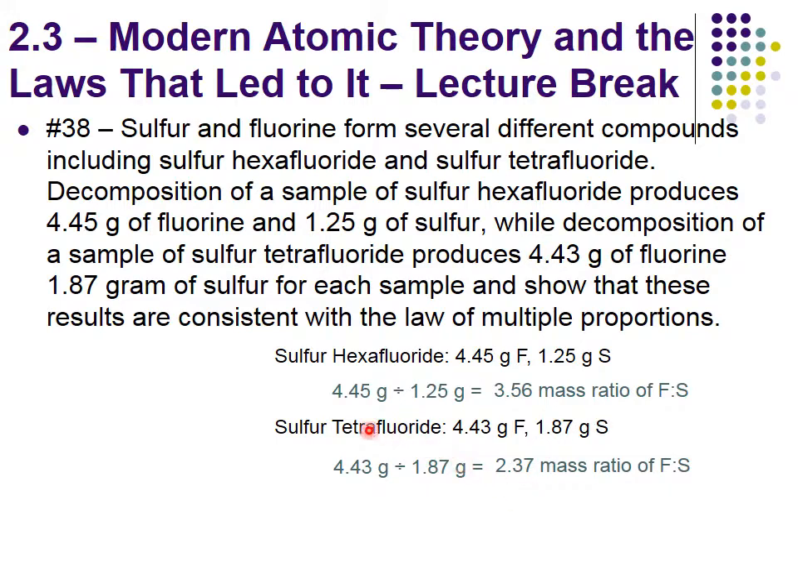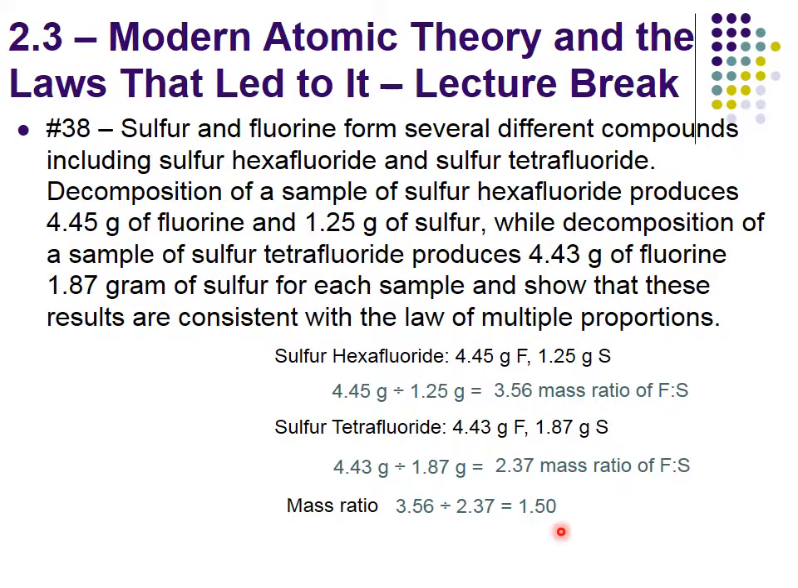So again, I'm just doing the mass of the fluorine divided by the mass of the sulfur for each one. And it doesn't matter which one you put on top of your division. I generally just pick whichever number is larger, so I end up with a whole number as opposed to just a decimal place. I want something larger than 1. Now when we compare these, we have a ratio of 3.56 and a ratio of 2.37. That means that the difference between these two is 1.5.